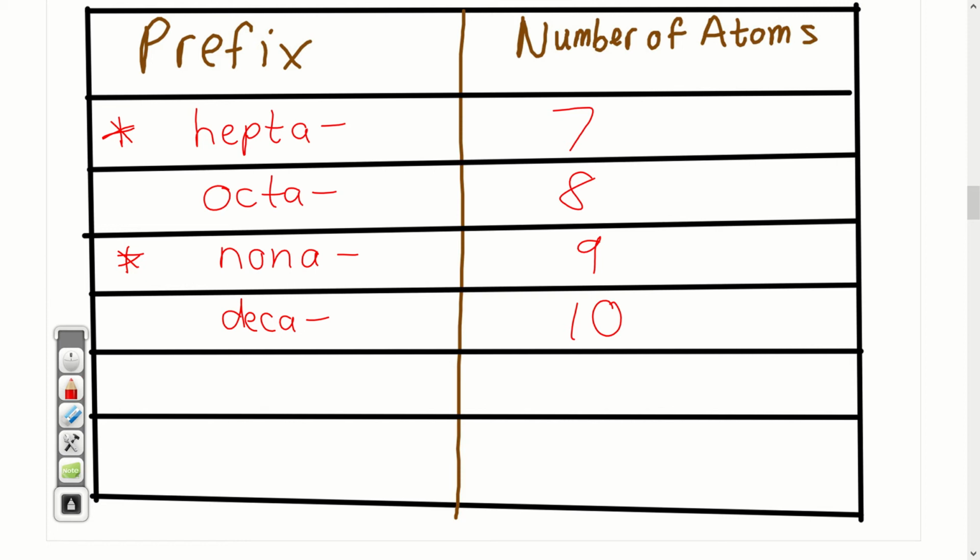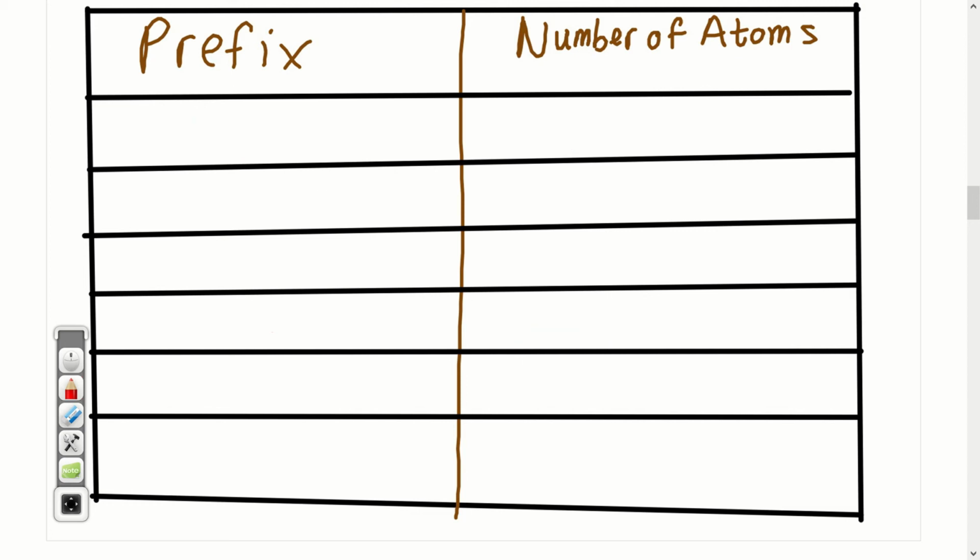So there's all your prefixes. So mono, di, tri, tetra, penta, hexa, hepta, octa, nona, deca. These prefixes are telling you the number of atoms in the compound.